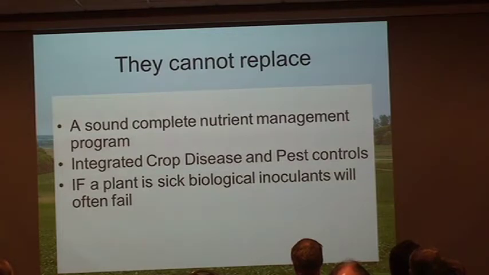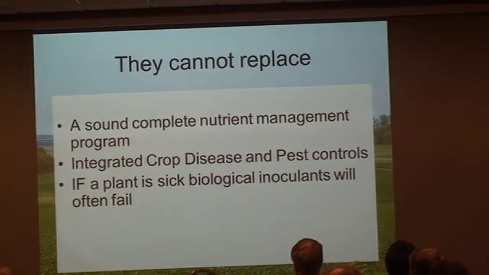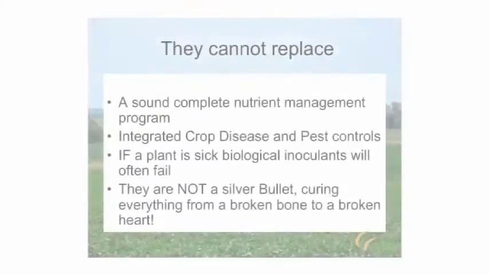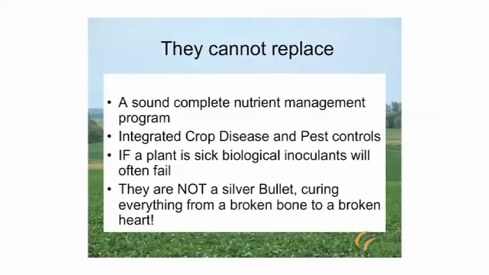If you have root rot, and if you let root rot get out of hand, there's no way, for example, that you can have nodulation occur. You have to have a healthy plant, or give the plant at least the opportunity to be healthy. And I think our previous speaker spoke a lot about using some of the actives as seed treatments to prevent some of the early diseases, Pythium, Rhizoctonia, Fusarium in soybeans. And they're not a silver bullet, and this point's been made a few times. They can't cure everything from a broken bone to a broken heart. They are meant to specifically address certain problems in crop production.